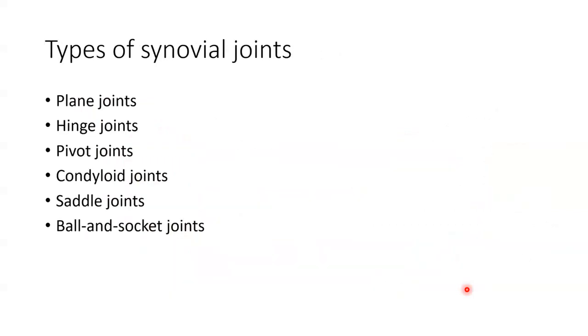So now moving on to the different types of our synovial joints. Although all synovial joints have many characteristics in common, the shapes of the articulating surfaces all vary, and thus the types of movements permitted by the joints will vary significantly. Within the classification of a synovial joint, we have different subtypes that are based basically on the movement that they permit. These subtypes are our plane joints, our hinge joints, our pivot joints, our condyloid joints, saddle joints, and ball and socket joints.